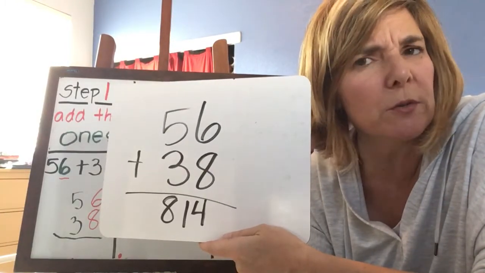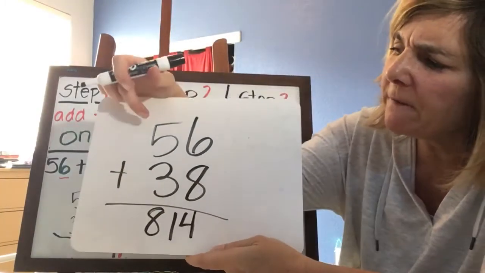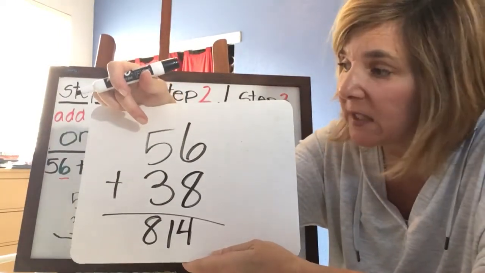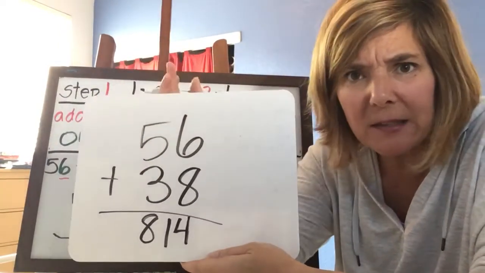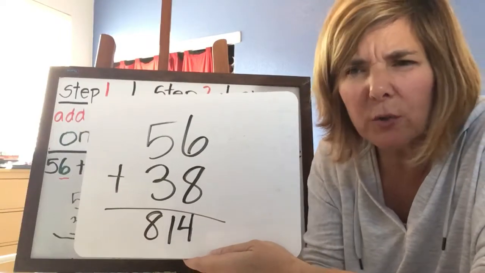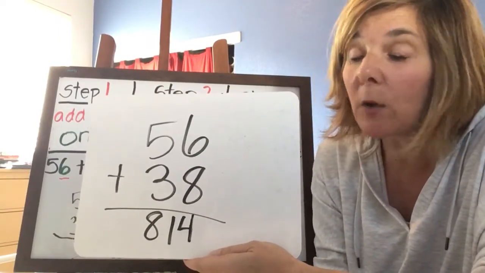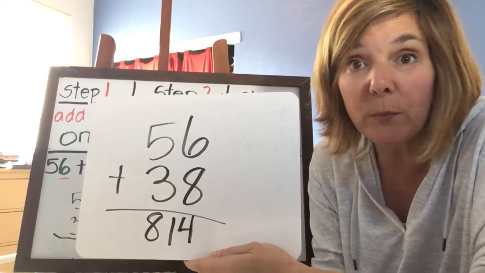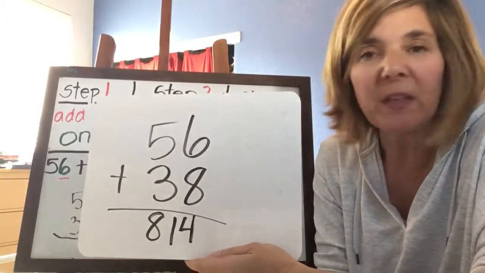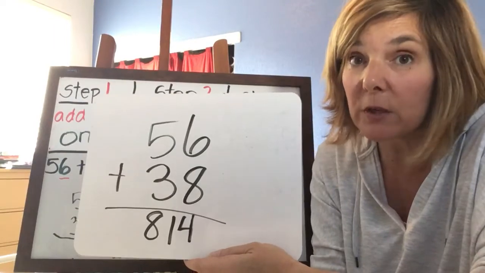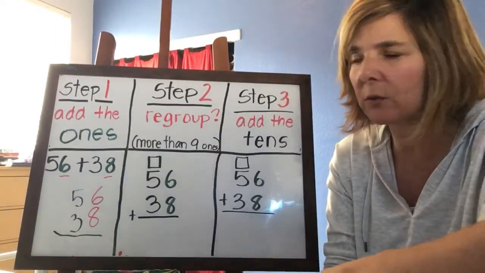Does that look weird to you? If you have 56, which is 5 groups of 10, plus 38, 3 groups of 10, could you get to 800? No, you couldn't. See how knowing numbers in your hundreds helps you make sense when you add? That doesn't look right. We need to regroup. So let's go back to step 2.